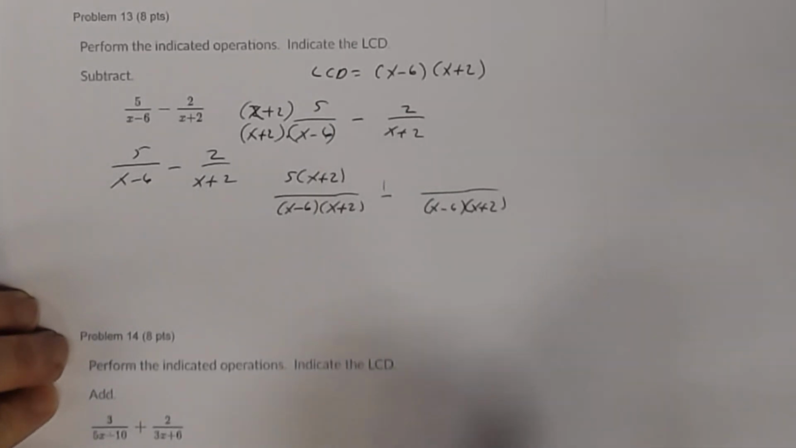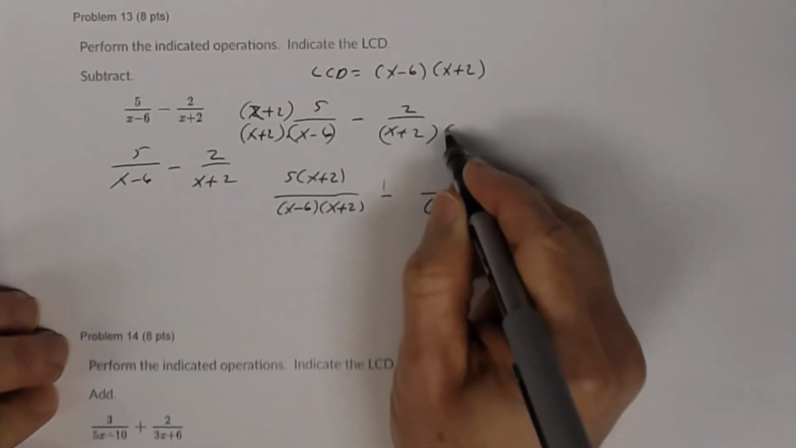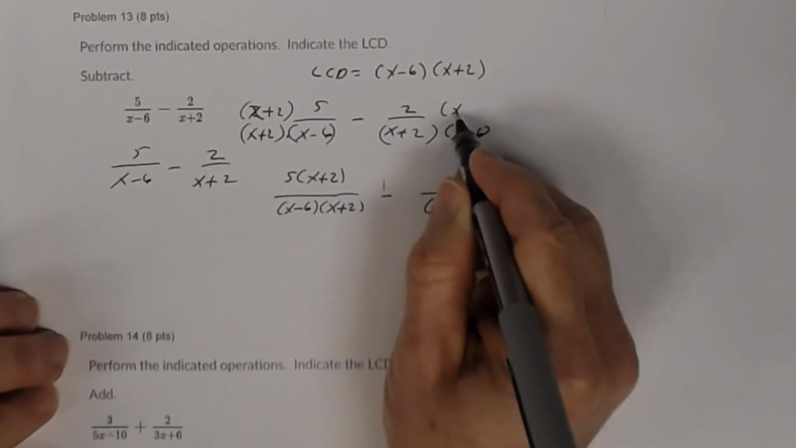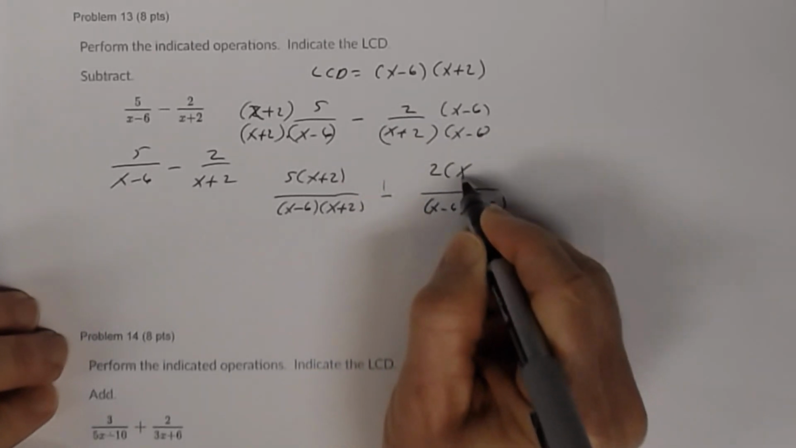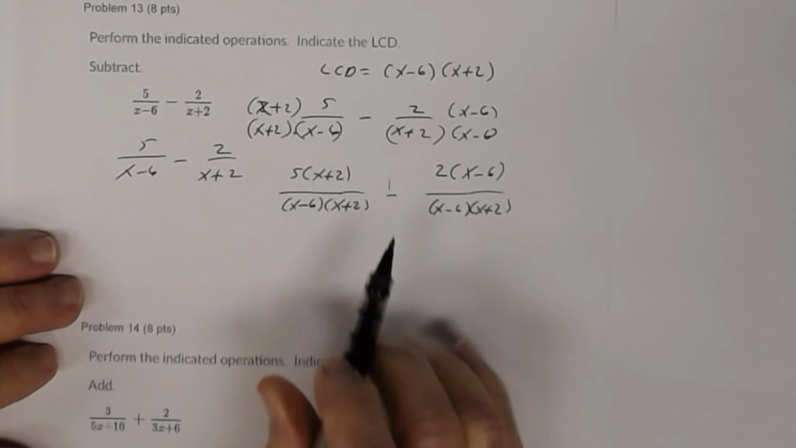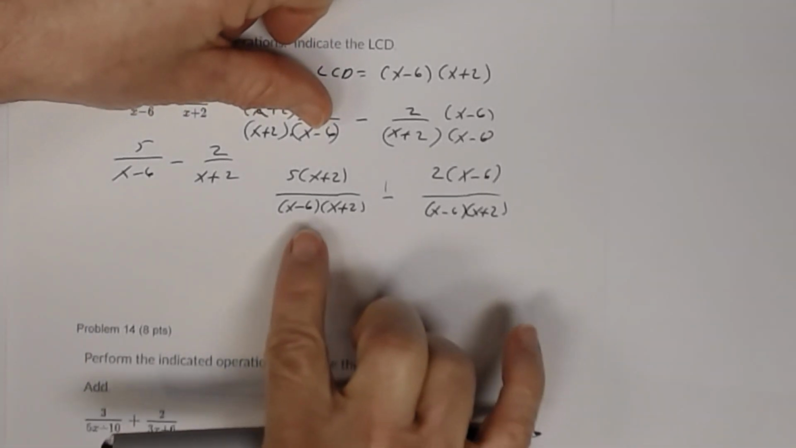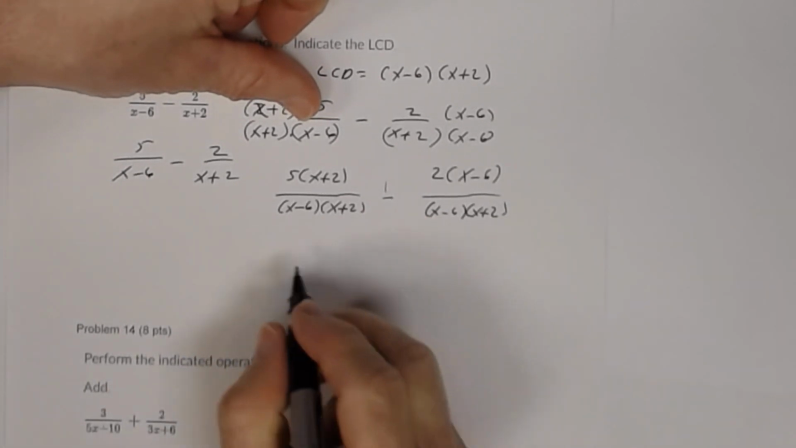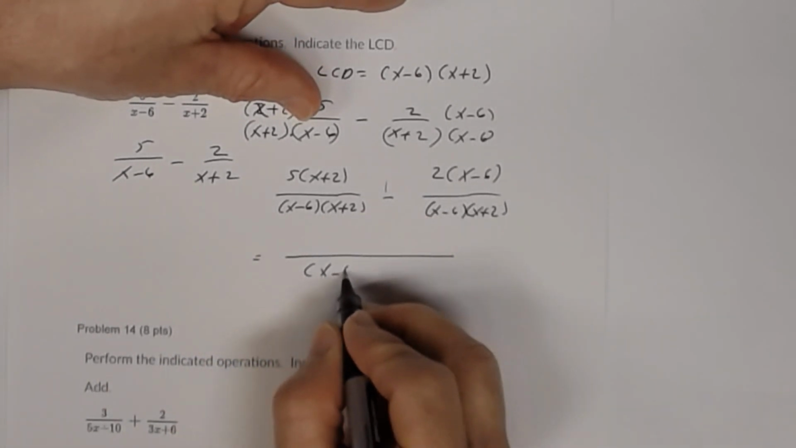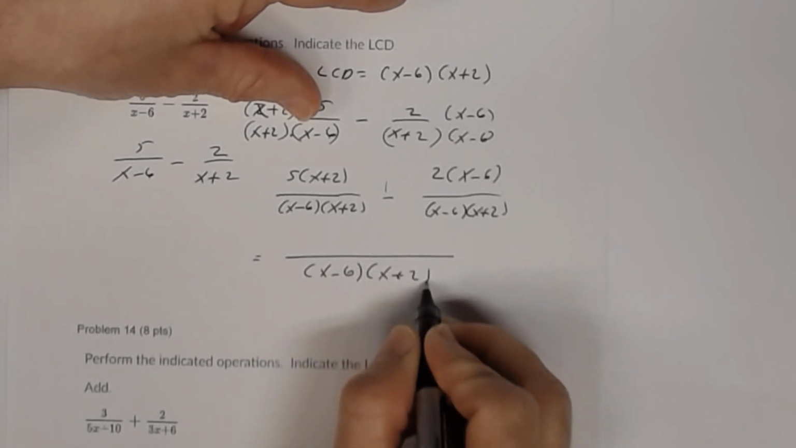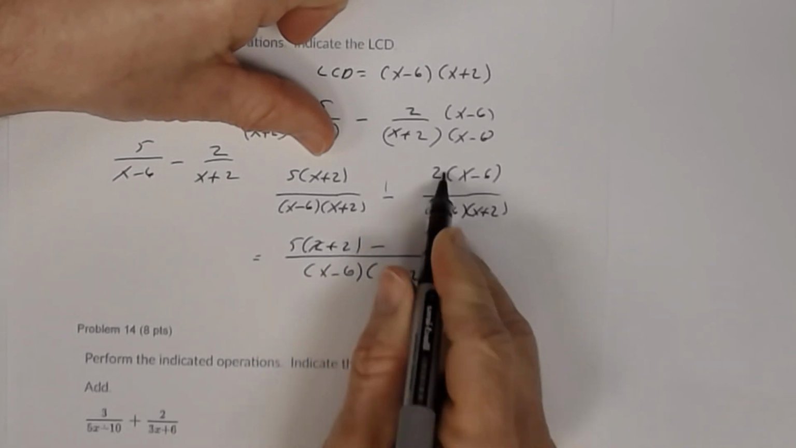Do the same thing here. I have x plus 2. What I'm missing is x minus 6. So you can say times x minus 6, and that numerator goes here. So 2 times x minus 6. Now since I'm subtracting, you have to be careful. Since the denominators are the same, I can write this as one rational expression with that common denominator. And so you're going to say the numerator minus this numerator.